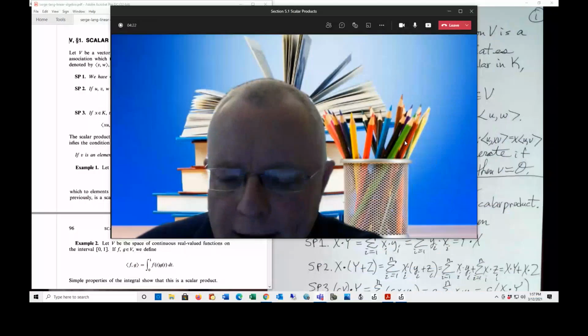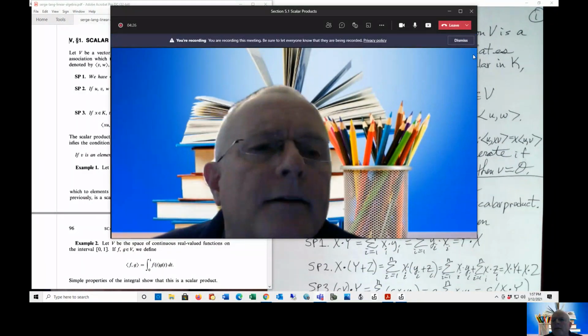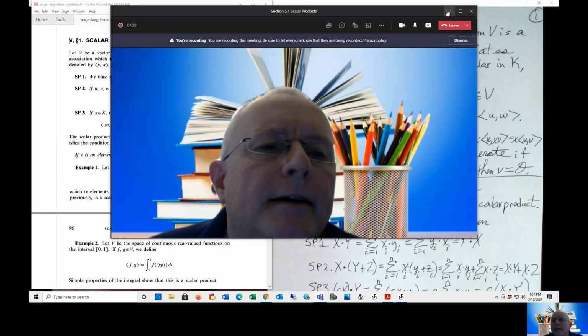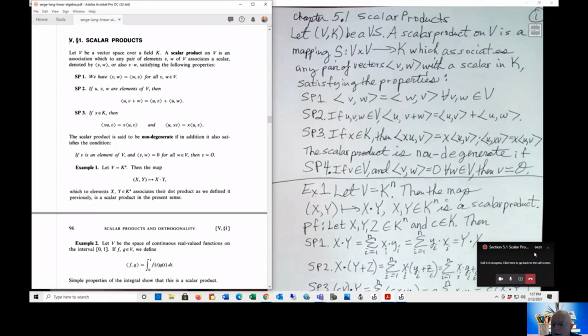And welcome to Linear Algebra, Chapter 5, Scalar Products and Orthogonality. Another name for scalar product is the inner product or the dot product, as we're used to calling it. But a dot product on Kn is just a special case of a general scalar product or inner product. And so chapter 5 starts with scalar products and then deals with orthogonality and orthogonal subspaces.